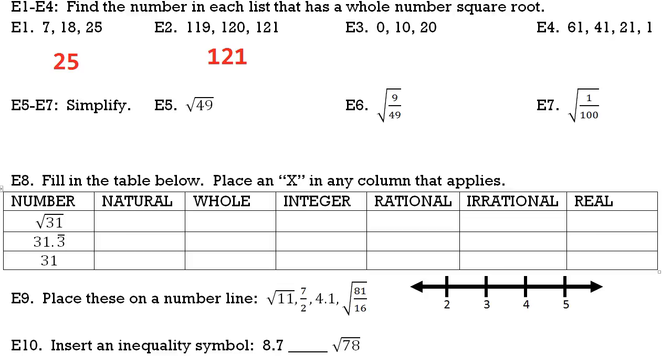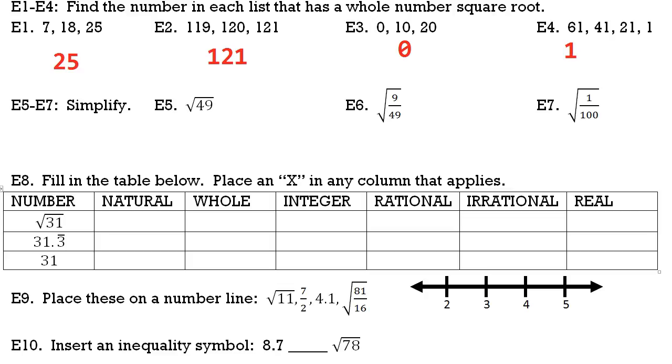0, 10, and 20, just to throw you off a little bit, the answer is 0. 0 times 0 is 0. And so sometimes people think that the square root of 0 can't be done, but that's not true. The square root of 0 is 0. All right, last example, 61, 41, 21, 1. How about 1? That's another one where people tend to forget that 1 is a perfect square, because if you drew a square that had dimensions of 1 by 1, the area of the square would be 1.